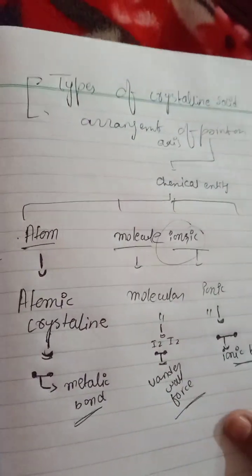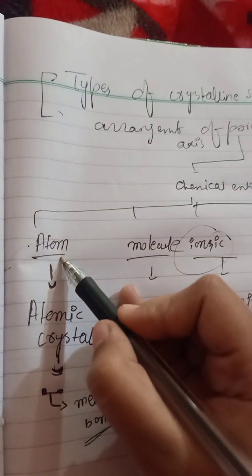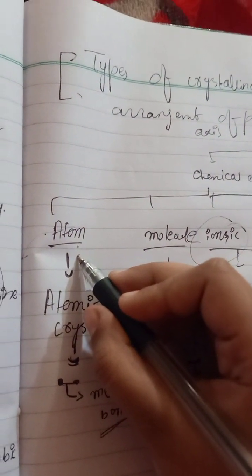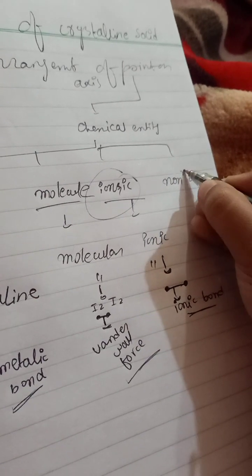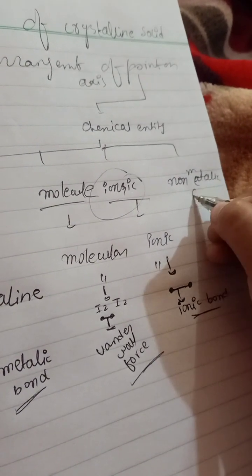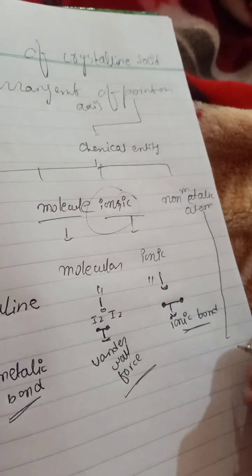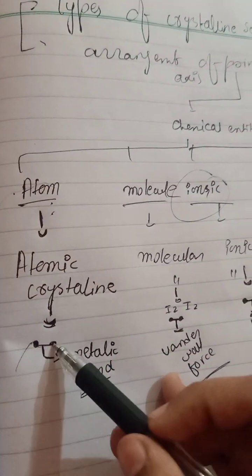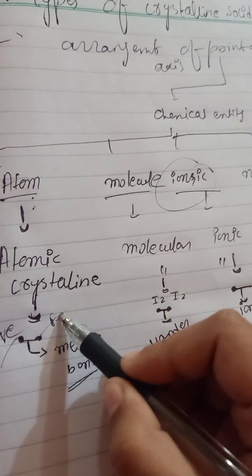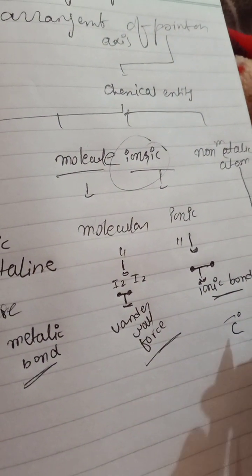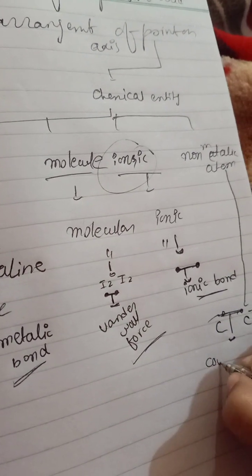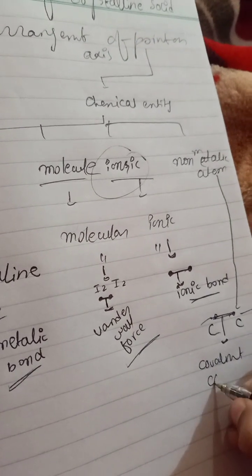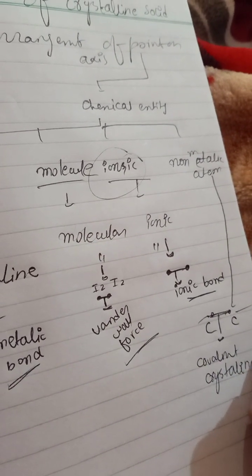One more crystalline solid we have is the atom type, which can be a metallic atom or a non-metallic atom. For example, I have taken a carbon atom. These are non-metals, and the other was a metal, like iron. Since they are non-metal, there will be more sharing, so the bond between them will be covalent. They will be covalent crystalline solids because they have the covalent bond.